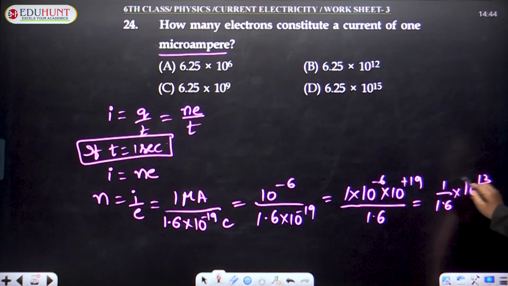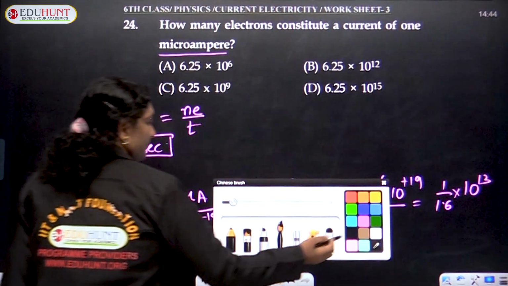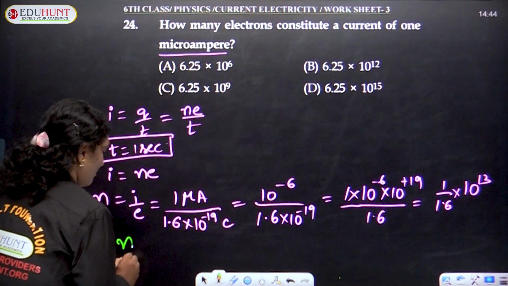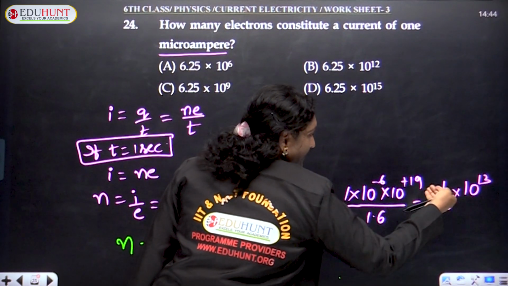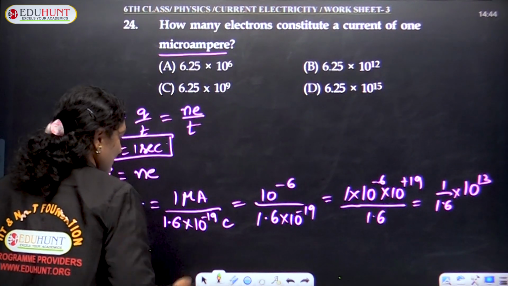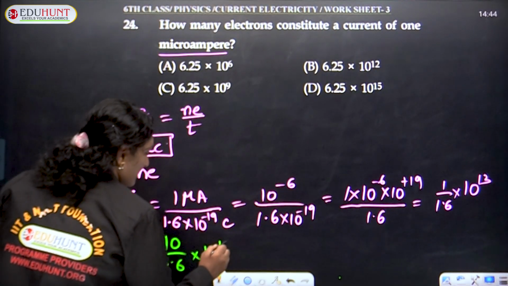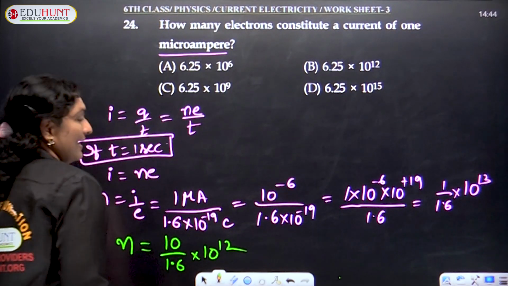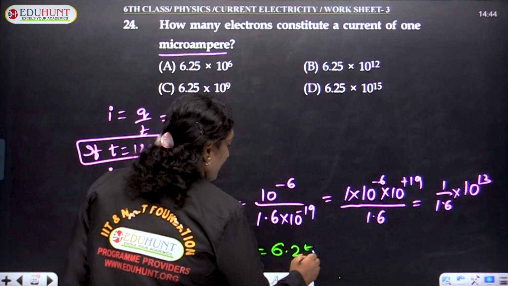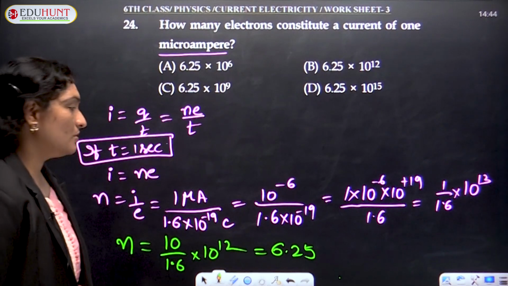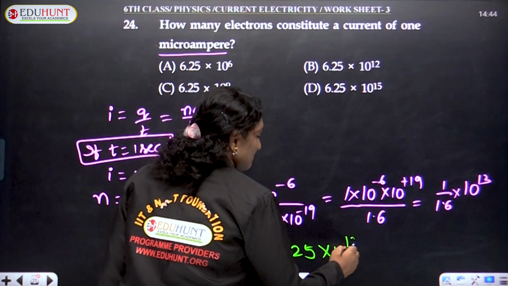So, 1 by 1.6 into 10 power 13. Let me introduce a 10 here to find the value of N. Therefore, the value of N is equal to, out of 10 power 13, I am taking 10, children. So, it will be 10 upon 1.6 into, now you are left with only 10 power 12. If you divide 10 by 1.6, you get 6.25. And the leftover number is 10 power 12.